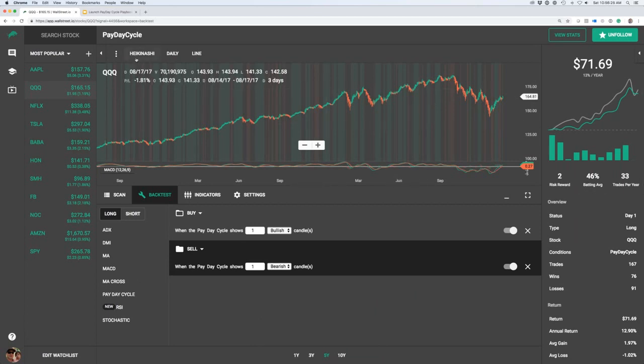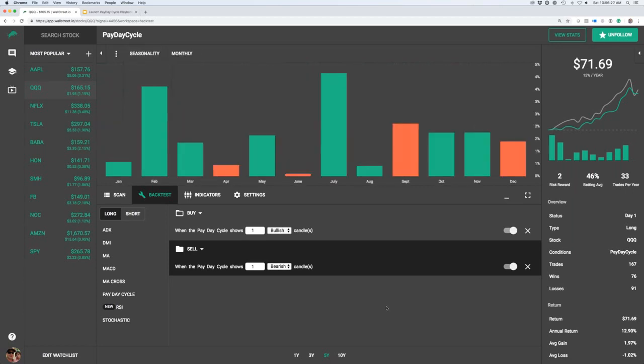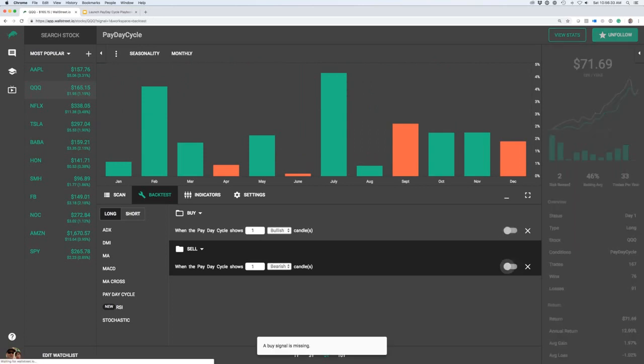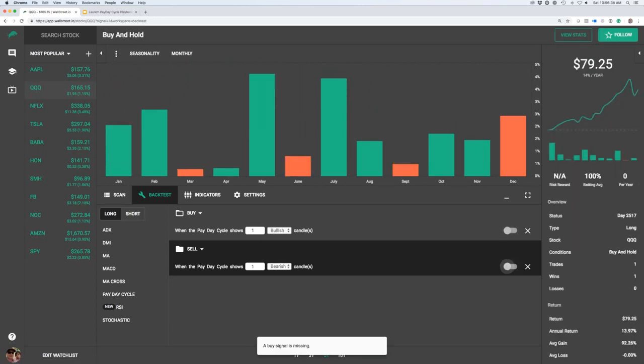And yes, we do have seasonality data on the Qs. You need to go like that to get the seasonality data. So yeah, it works on ETFs. Good question.